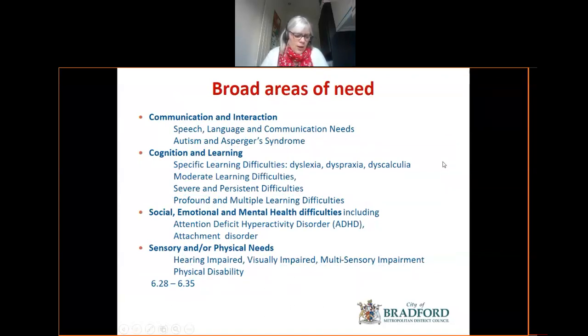As I'm sure you are aware, the Code of Practice considers needs in 4 main areas, and these are detailed below. We have communication and interaction, cognition and learning, social, emotional and mental health difficulties or needs, and sensory and/or physical needs.